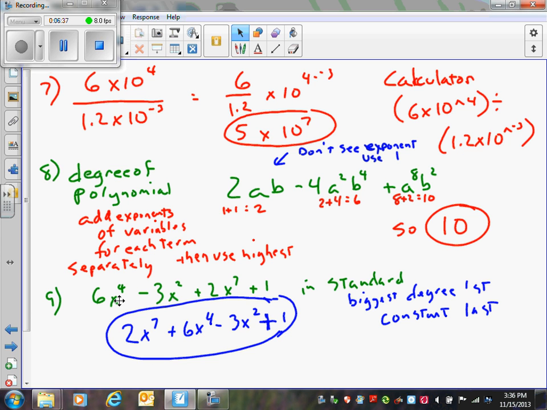My next biggest is the x to the 4th, so plus, because it's positive, 6x to the 4th. Then I have minus 3x squared. Notice that minus sign stays with that 3x squared. And I end up with plus 1.